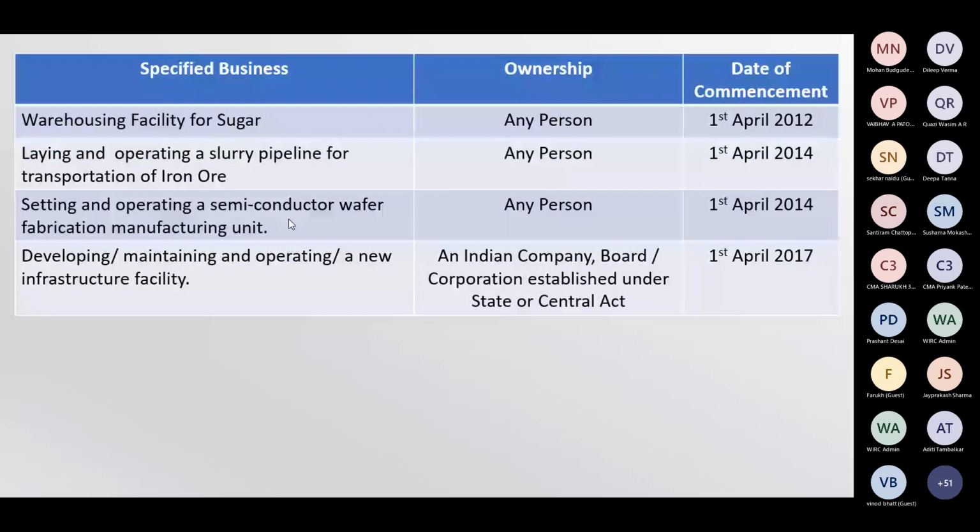Warehousing facility for sugar, then laying and operating a slurry pipeline for transportation of iron ore, then setting up and operating a semiconductor wafer fabrication manufacturing unit, and developing, maintaining and operating a new infrastructure facility. Again, this is only for companies, and this is a comparatively new addition in the list, effective from 1st April 2017. Now, the point I'm trying to explain is you should know the business of the SSC, and also understand their future plans, and accordingly you will have to advise the client.